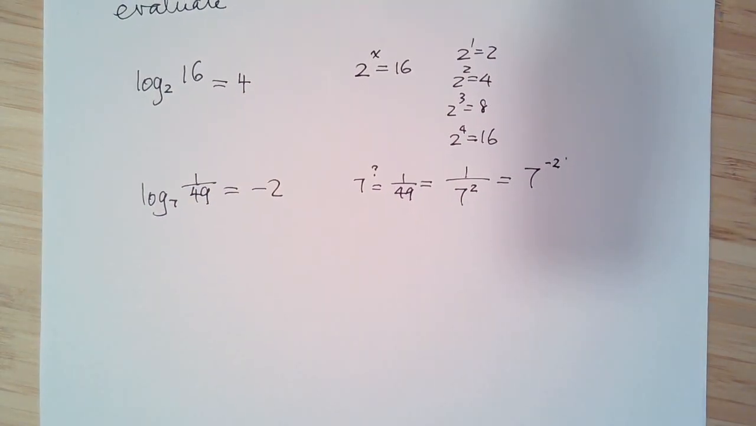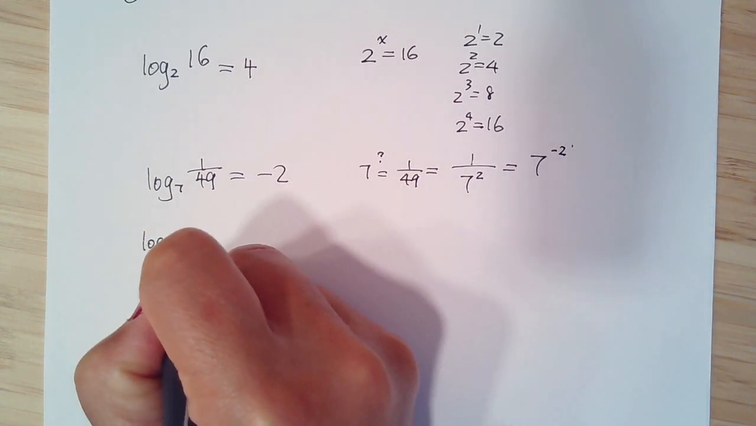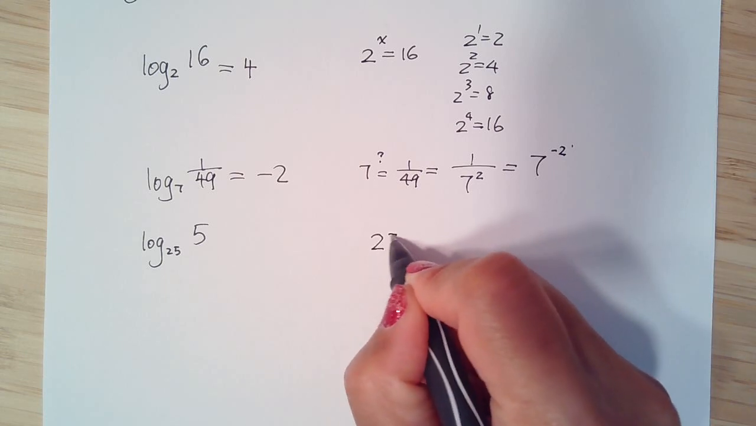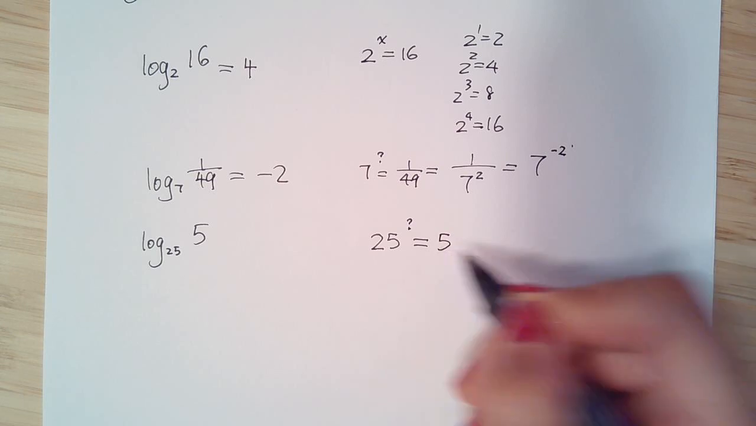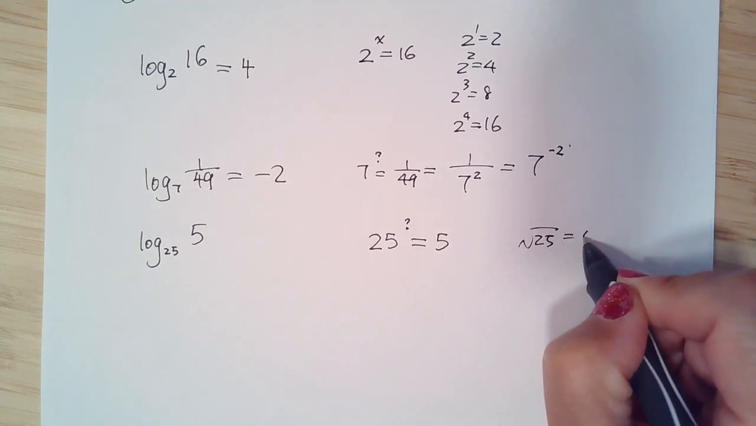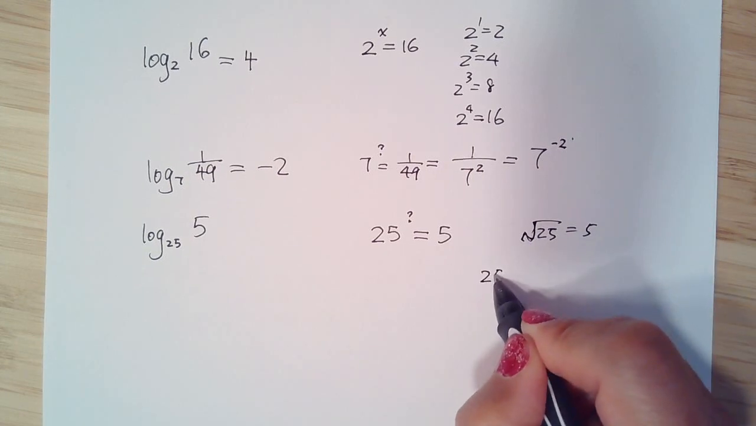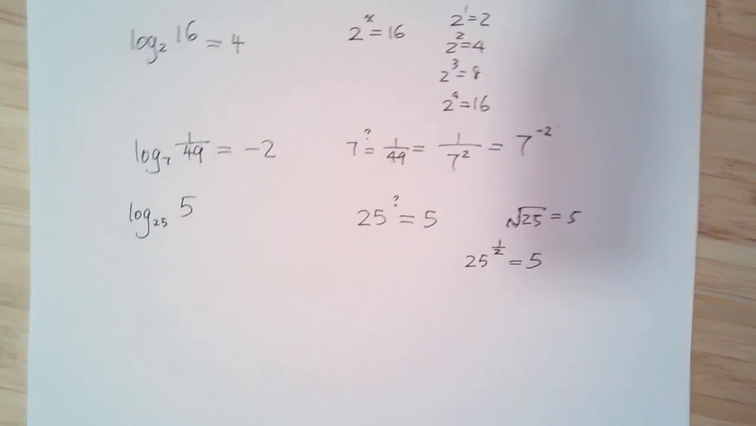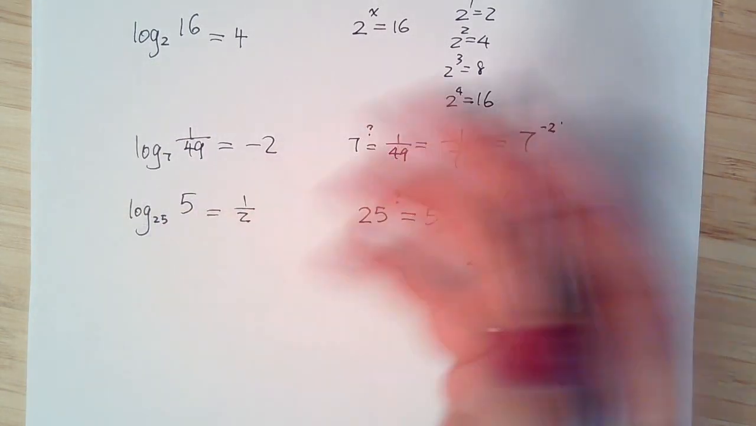Okay. Next one, log base 25 of 5. We're looking for 25 to what power equals 5. We know the square root of 25 is 5, and the square root means the power of 1/2. So 25 to the 1/2 power is 5. The answer in this case is 1/2. So you're doing log, which means you're looking for the power.